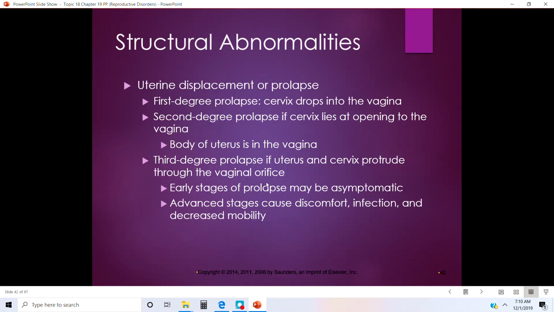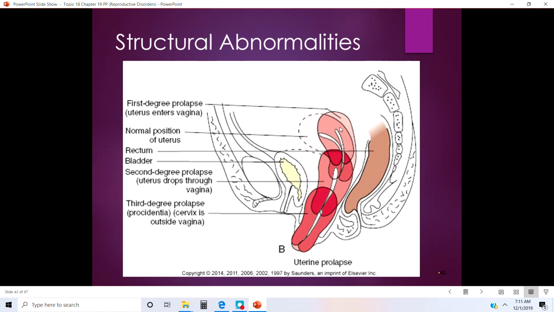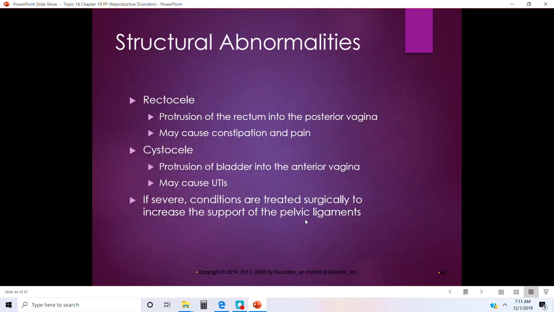Early stages of prolapse may be asymptomatic, and advanced stages obviously are going to cause discomfort, infection, decreased mobility, just a lot of pressure from the uterus being in the vaginal canal. And so this is a good picture showing the three degrees. Okay, first, second, and third.